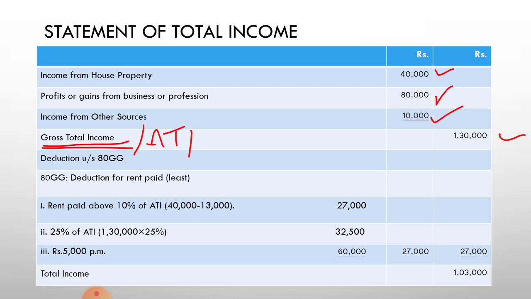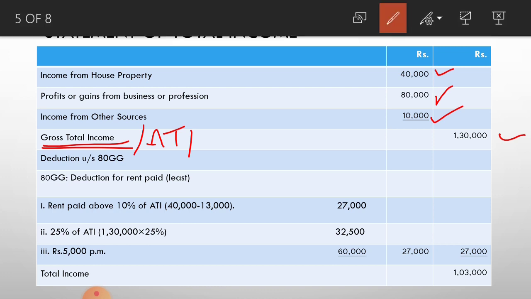Second restriction is 25% of adjusted total income. Adjusted total income 1,30,000. 25% of 1,30,000 is 32,500. That is the second restriction. Third one is 5,000 per month. 5,000 per month means for 12 months the total amount is 60,000. Whichever is less you have to consider.